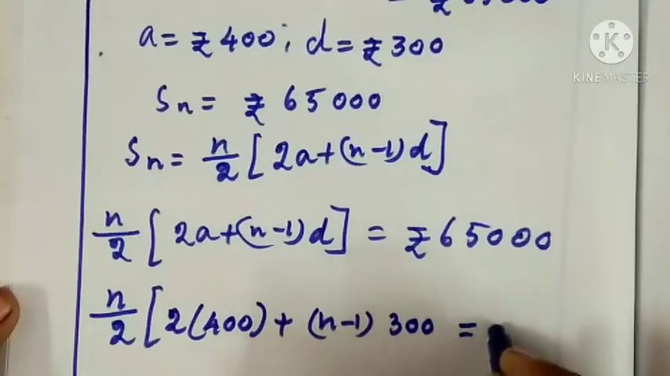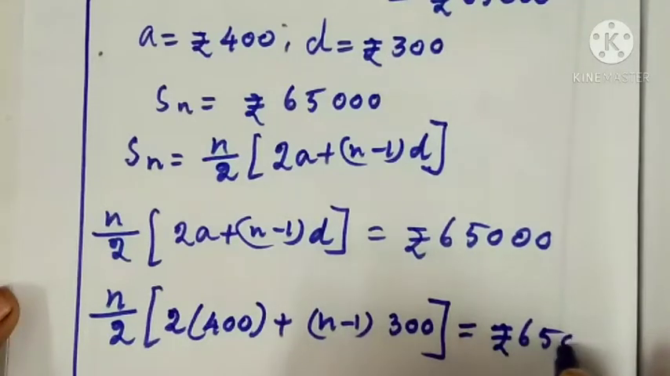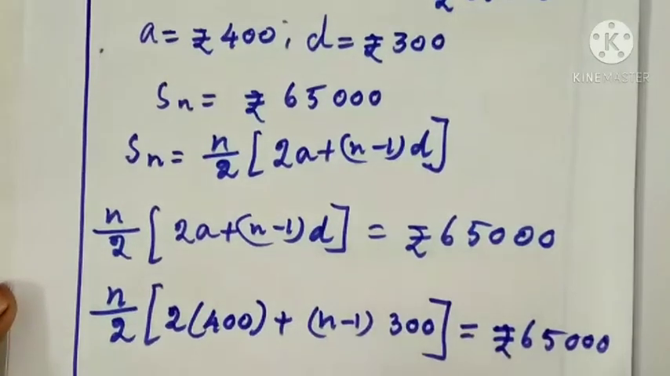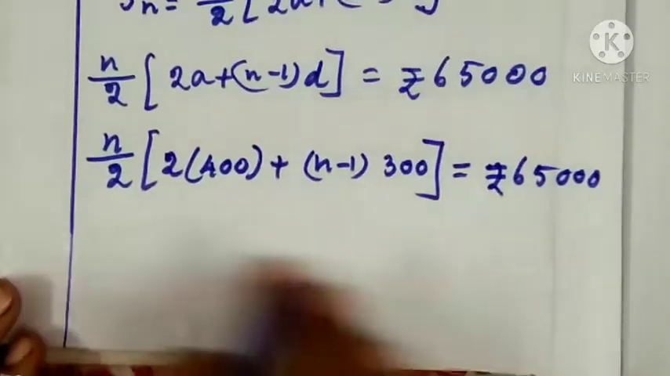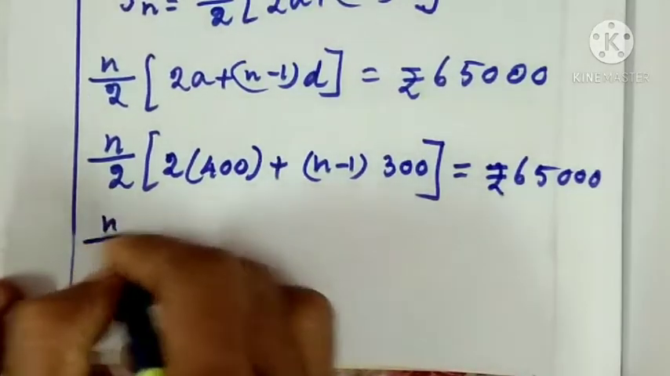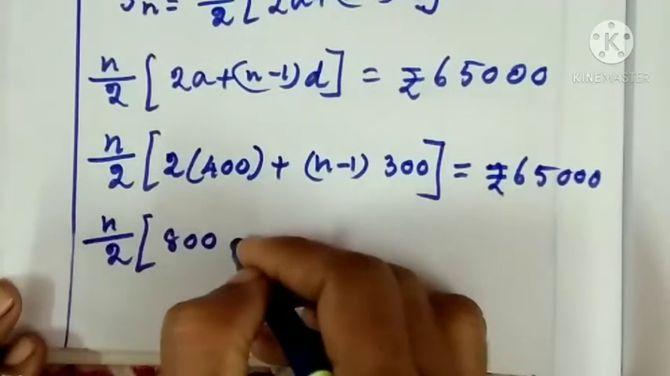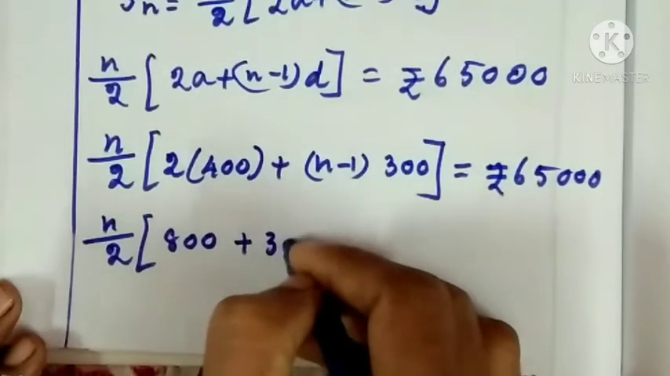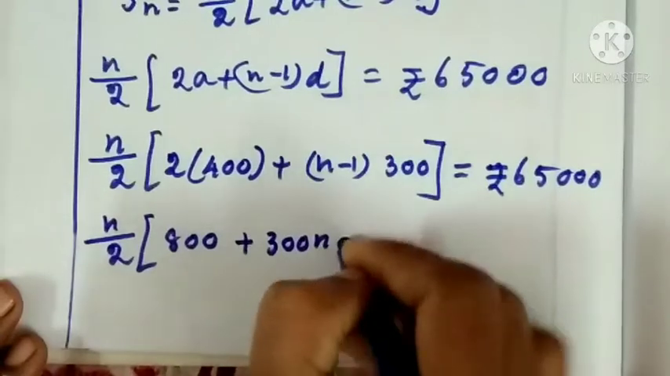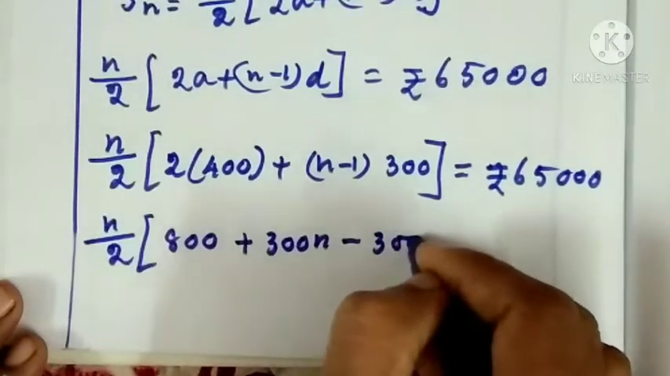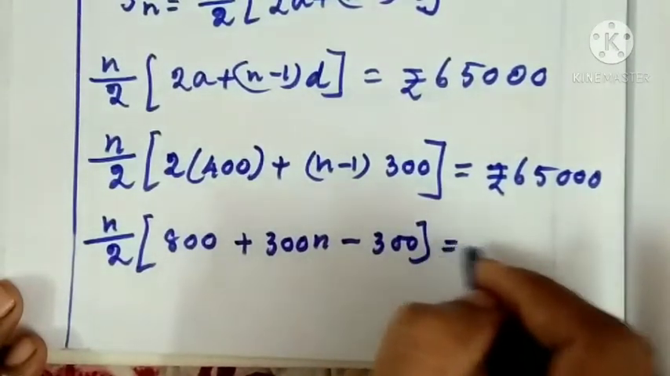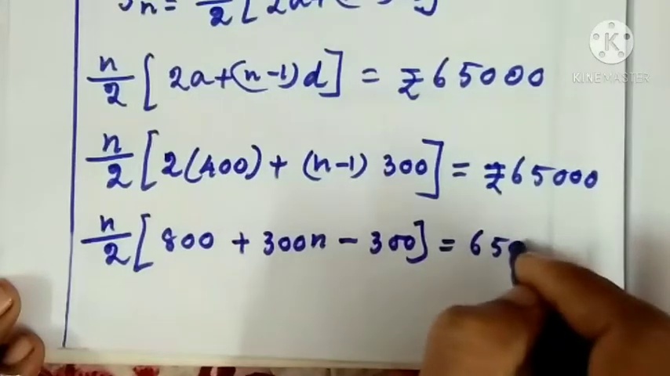is equal to rupees 65,000. Now you have to simplify this, means we get n by 2 into 800 plus 300n minus 300 is equal to 65,000.